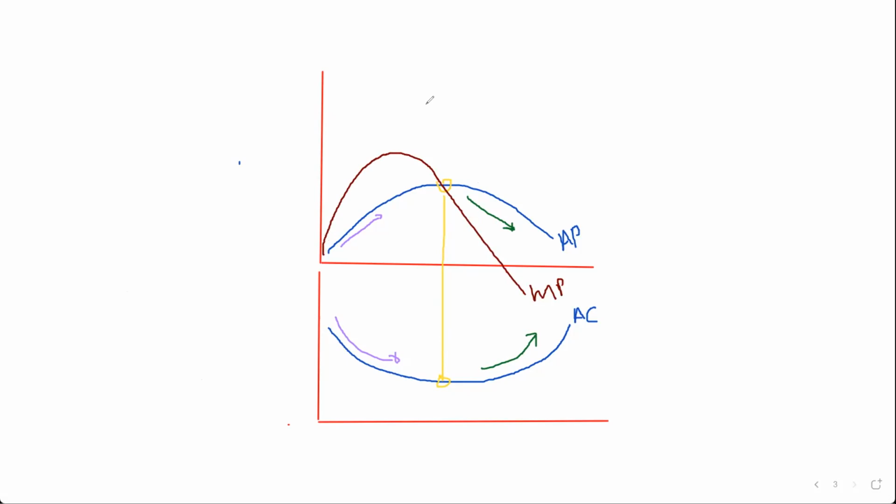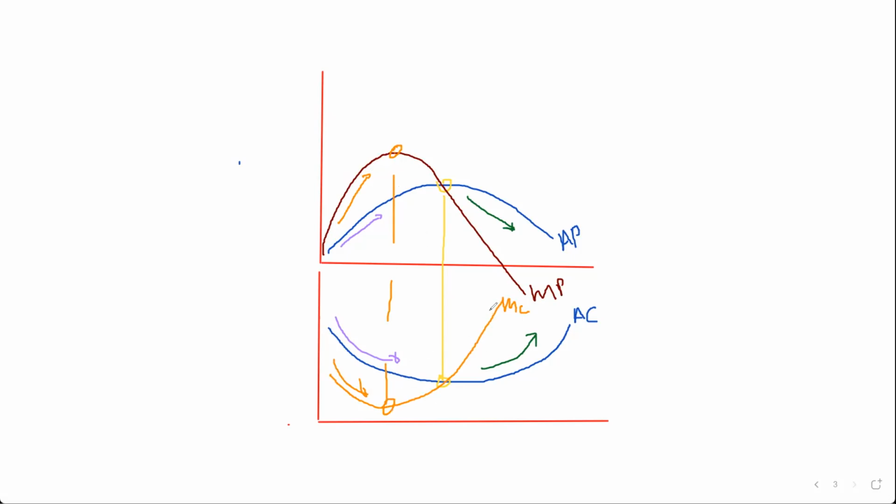Another curve coming from the side, what we call our marginal cost curve, it goes like that. Again, this is a reflection of, for example, here, marginal product increases, this decreases. The marginal product comes to the maximum point, here it comes to the minimum point.